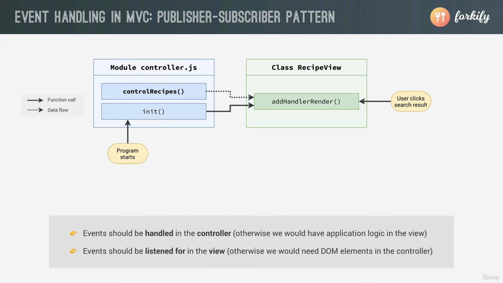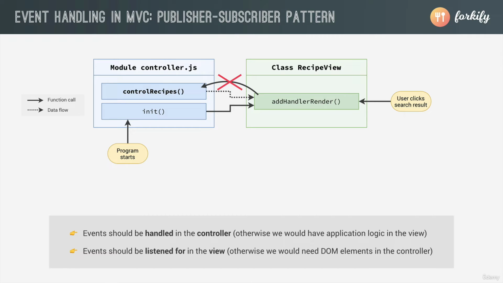And so if you take a look at this small diagram that is just a part of the architecture diagram that we already saw before, so here we have the control recipes function in the controller, and we have a special method in the view, which is called add_handler_render. Now, we might think that it is very easy to connect these two functions. Because why not simply call the control recipes function right from the view whenever an event occurs?